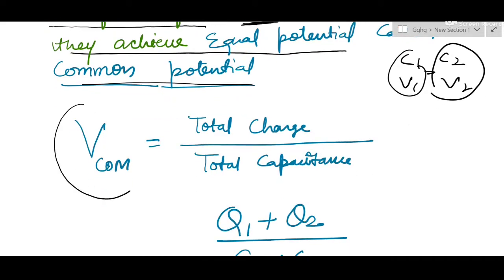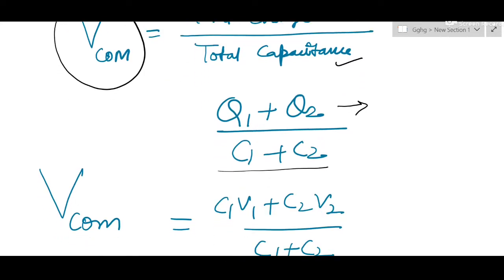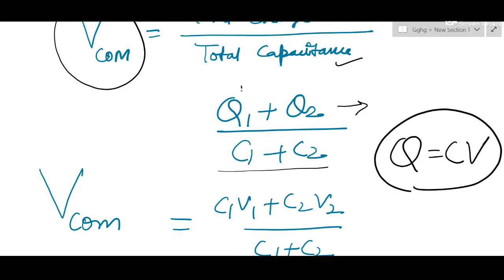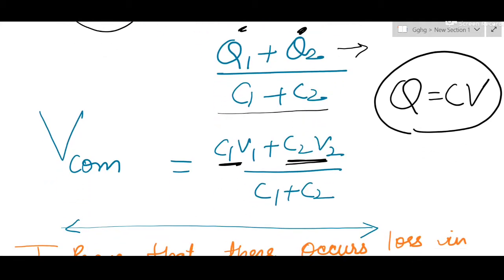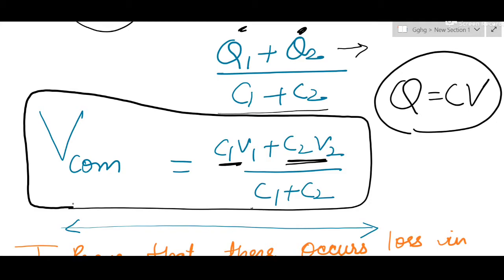Okay, so what is the formula of common potential? Common potential's formula is total charge by total capacitance. Total charge is Q1 plus Q2, and total capacitance is C1 plus C2. Now as we know, Q is equal to CV, so we'll apply it for each: it is C1 V1 here and C2 V2 here, and C1 plus C2 is down as it is. So this is the formula for common potential. If an exam asks for the definition and formula, you can write this.